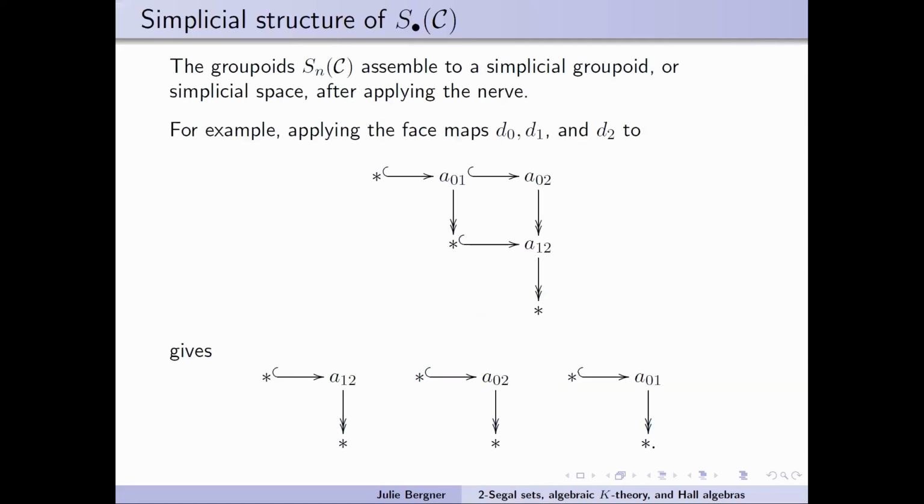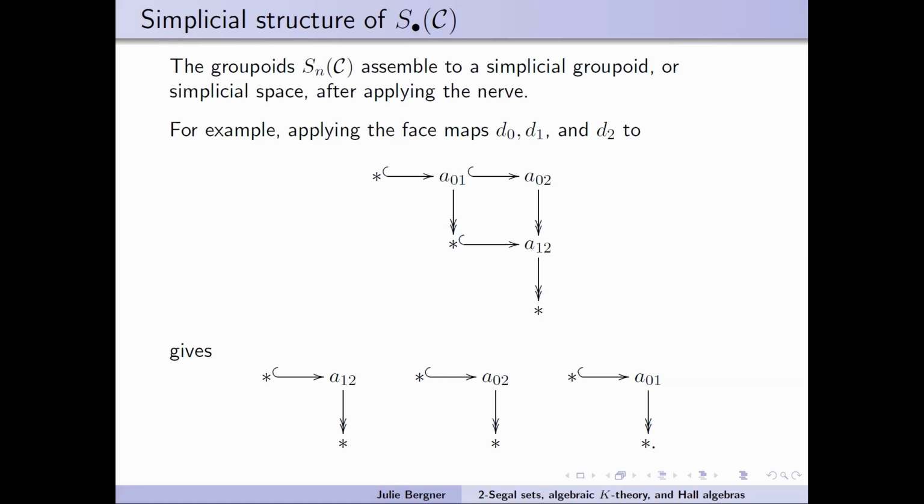Okay, and these assemble together into a simplicial groupoid, and I'm often just going to slide over into simplicial spaces by taking the nerve of that groupoid, so I get a simplicial space in that case. But if I claim that, then I need to say something about the simplicial structure. So again, here's a 2-simplex, something like this, and if I apply the face maps, similarly to the things we talked about earlier, the d0 and d2 are given by some kind of truncation, and d1 is some kind of combining.